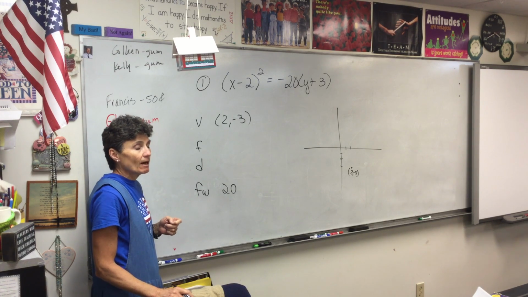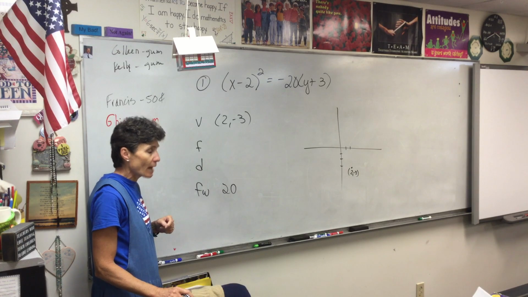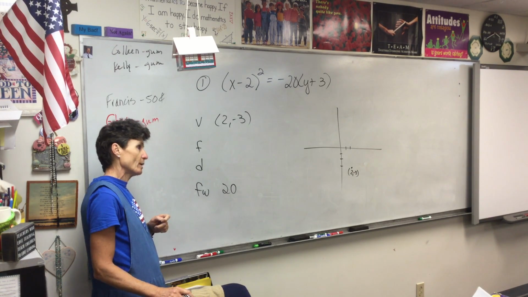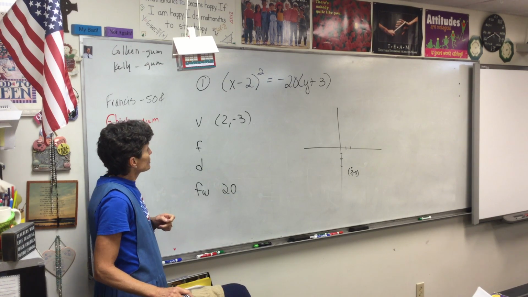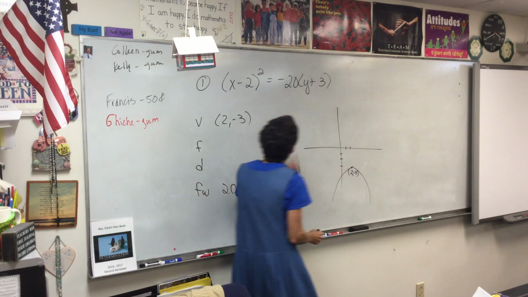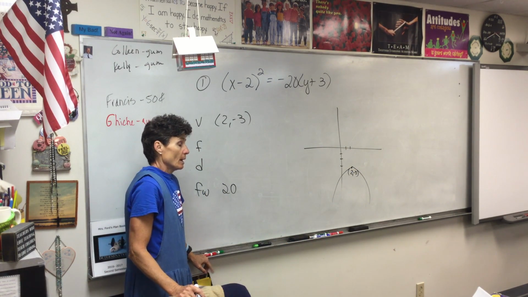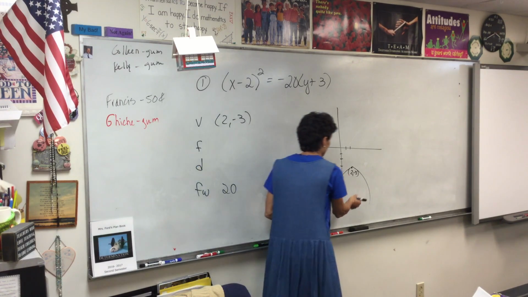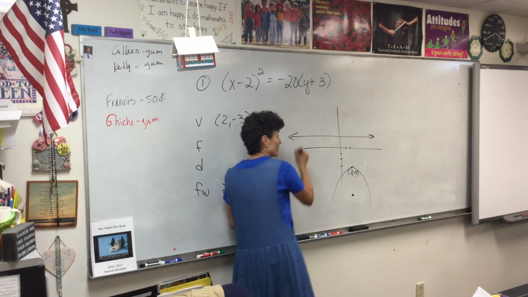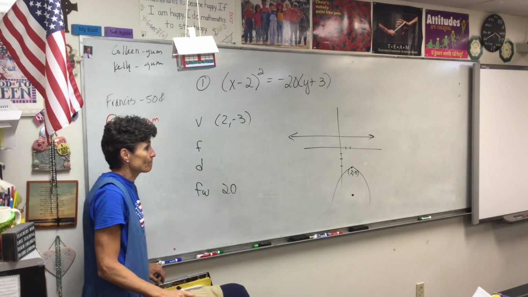Correct. If you don't get it, look back at the rules that I gave you earlier. You got to know the rules. X squared is up and down. Y squared is sideways. So this guy opens down because it's a negative. Now, I know somewhere in here is my focus and somewhere up here is my directrix.